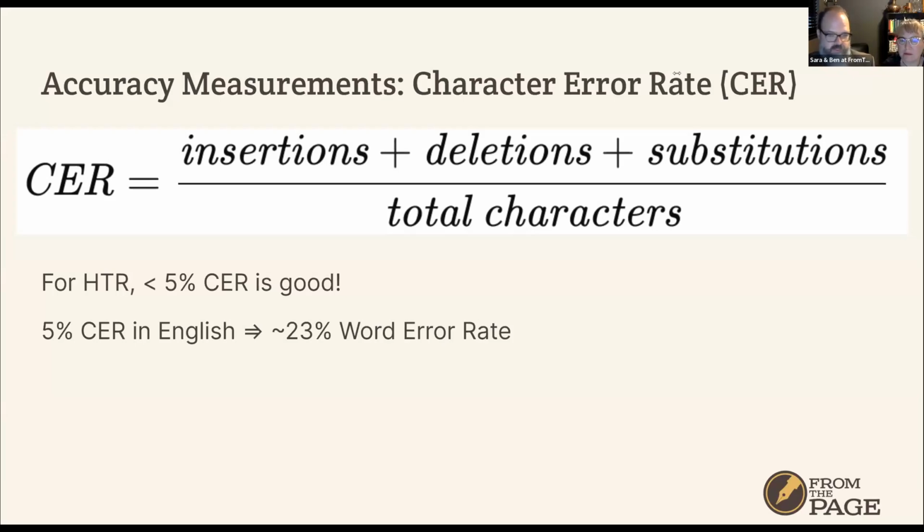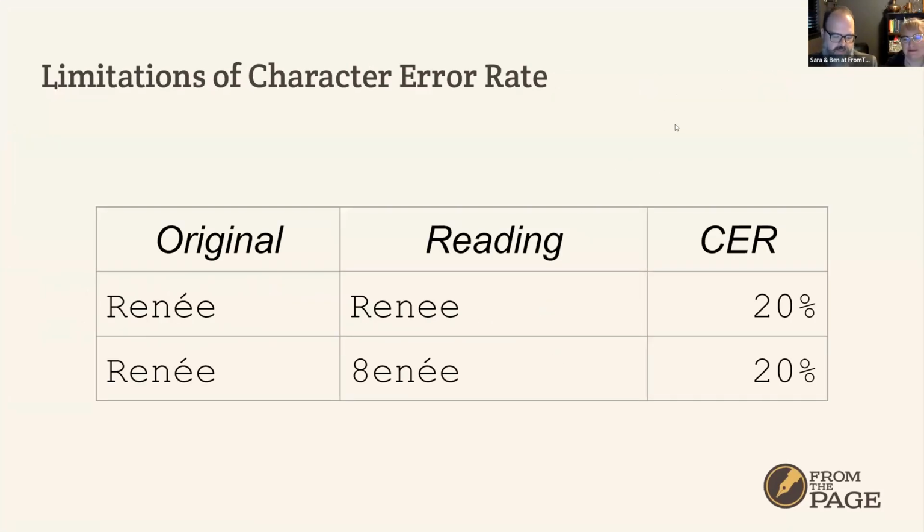Character error rate is not the same thing as word error rate. The average word in English is 4.7 characters long, so you'd kind of expect a 5% CER in English to result in a 23% word error rate. So 3 out of 4 words are likely to be correct if you're using a 5% CER model. But that means one out of 4 is going to be wrong. Right. Okay, so CER as a metric is not perfect.